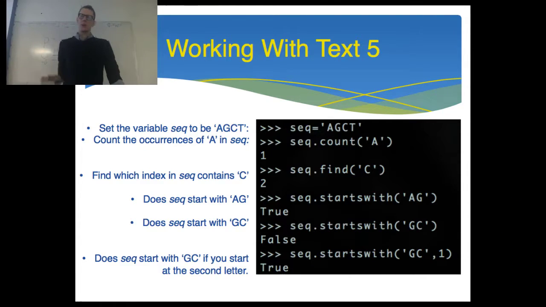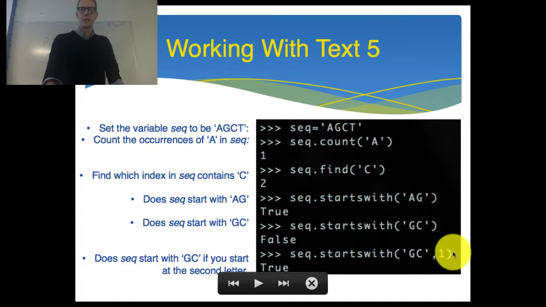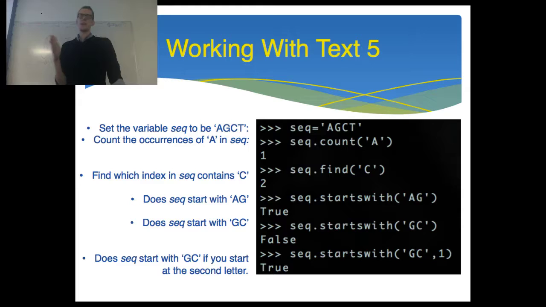Seq.startswith will tell us whether our sequence variable starts with a certain substring. So does our sequence start with AG? Yes, it does, so true is returned. Does our sequence start with GC? No, it doesn't, so false is returned. But there is also an optional second argument that you can pass into startswith. If we do seq.startswith GC, we can give it an offset of 1, and it will begin counting 1 index in, rather than looking at the very first one.